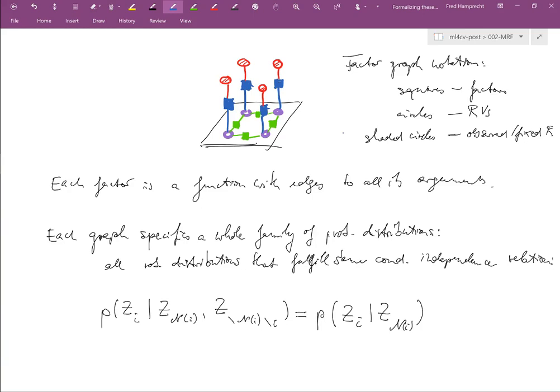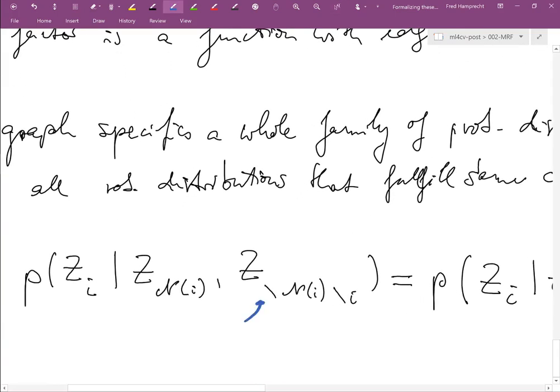Excuse me, about the notation on the left side, the bars: I just meant to say "without". I tried some set notation. I tried to say all variables except the neighbors of i and except i itself.